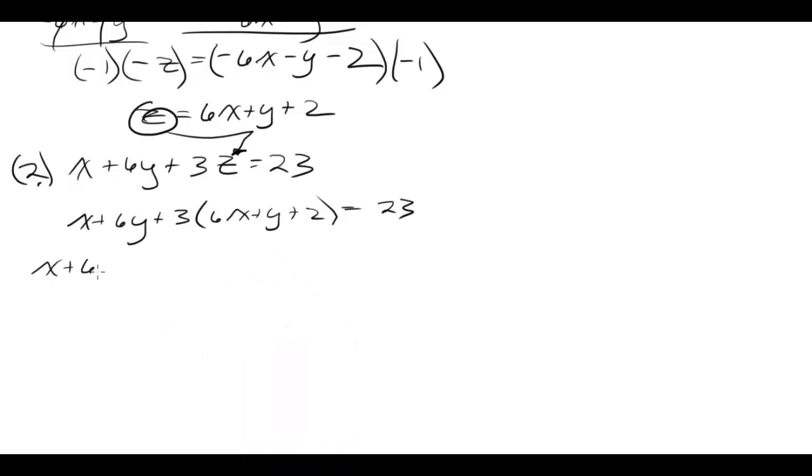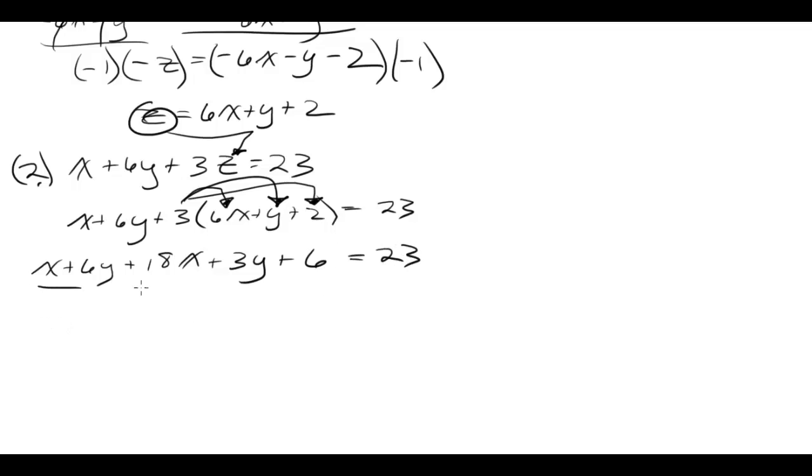Copy the first term, copy the second term, distribute. Third term, 3 times 6x is 18x. 3 times y is plus 3y. 3 times 2 is 6. Copy the right-hand side. Now let's combine like terms. x plus 18x is 19x. 6y plus 3y, that's 9y. Plus what's left over is 6. That whole thing equals 23.